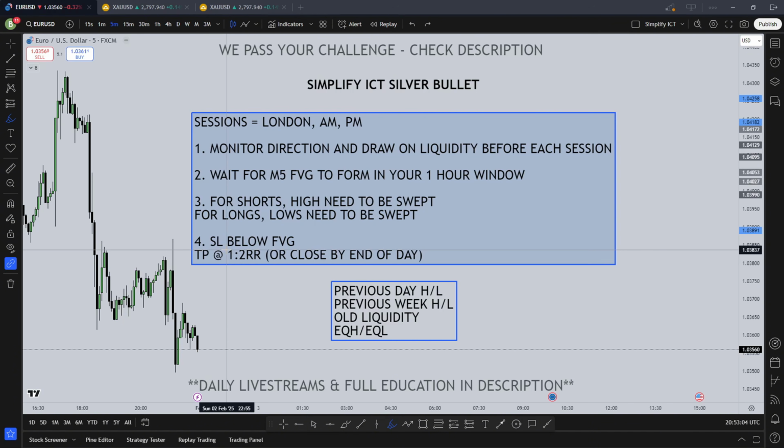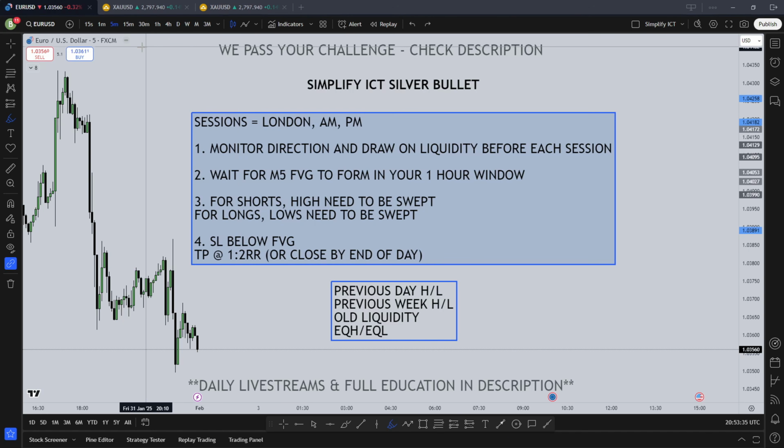Now for our actual entry and stop loss and take profit placement, our stop loss is going to be below the fair value gap if we're looking for longs, and above the fair value gap on the 5-minute if we're looking for sells. And our take profit, what I found with this strategy is that 1 to 2 risk to reward ratio works very, very well. You will usually see your take profit being hit within that 1 hour window. And if your take profit doesn't get hit within that 1 hour window, that's completely fine as long as the trade is still valid. Now let's get straight into the actual chart examples.